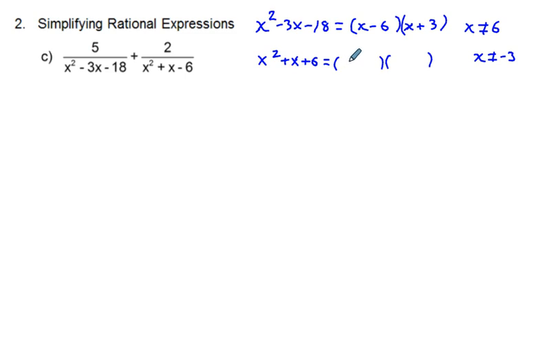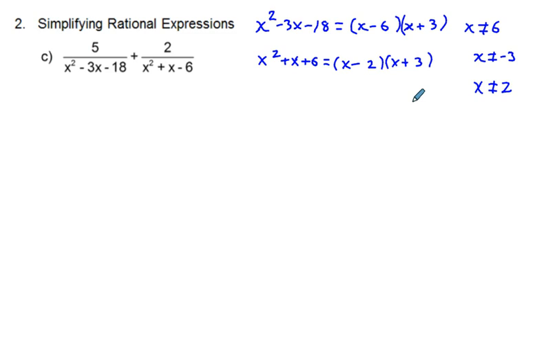So we have x squared is going to be x and x. And what are our factors of 6? Well, they're going to be 2 and 3. To make the x positive, 3 is going to have to be our larger number. So we have quantity x minus 2 times quantity x plus 3. So we also know that x cannot equal 2.